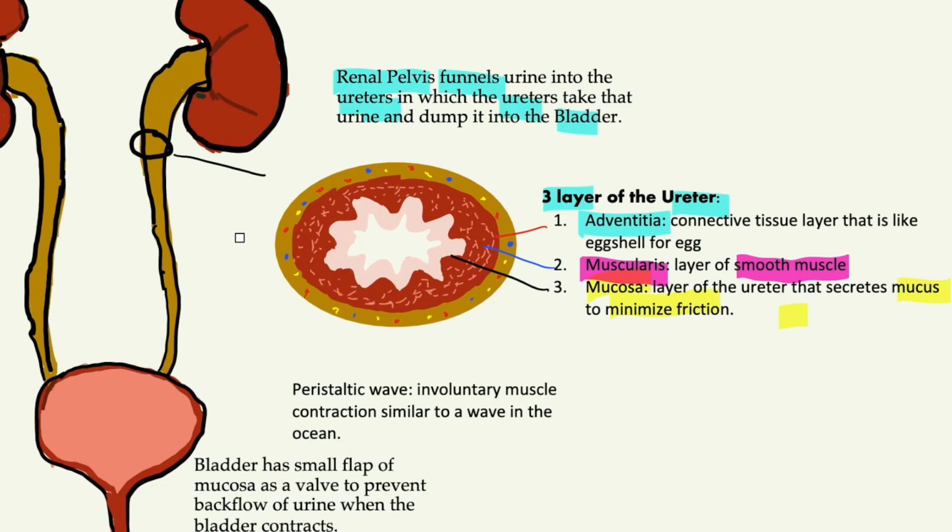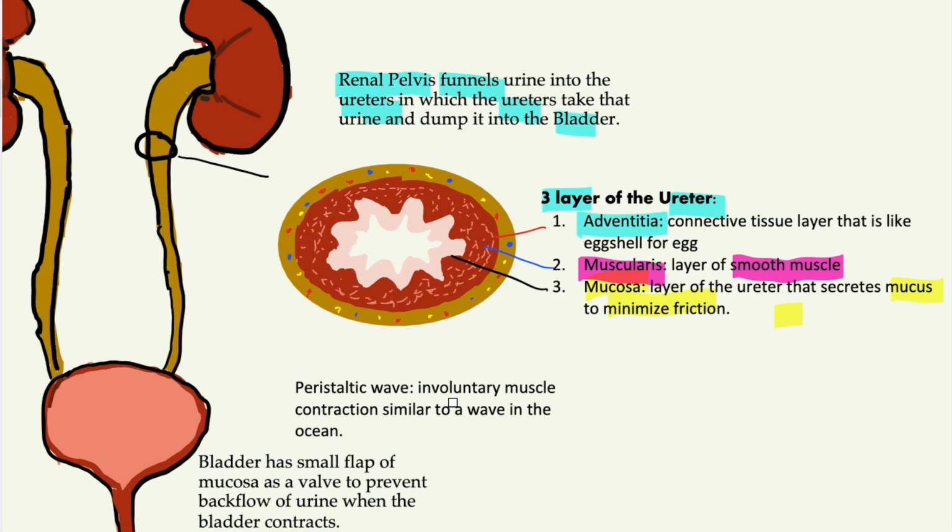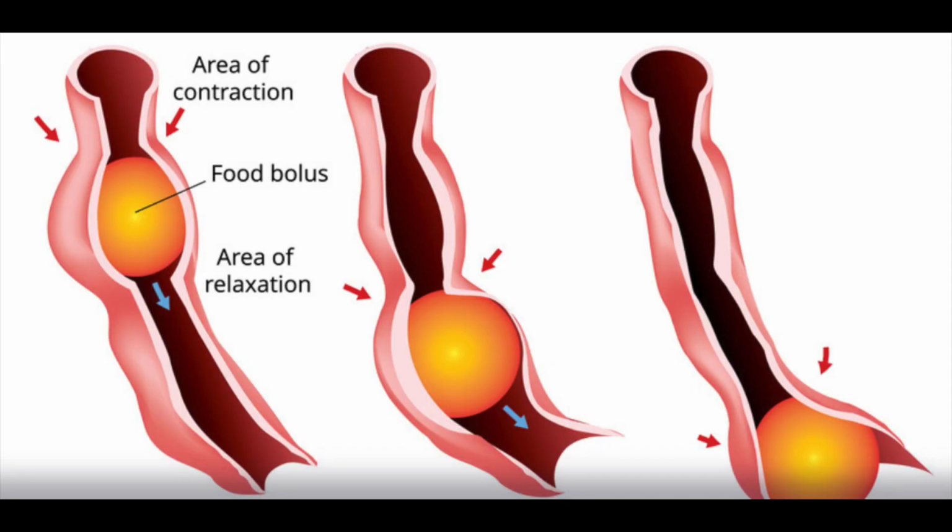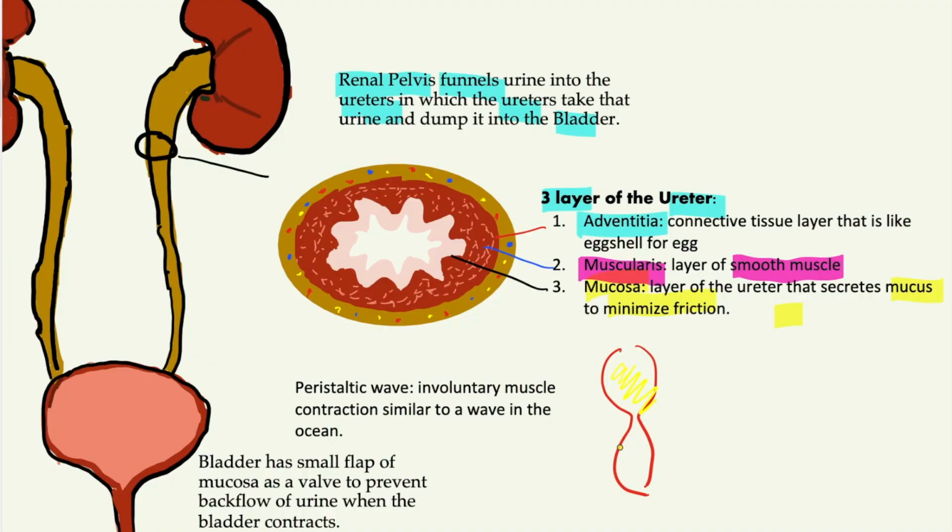Now let's talk about what happens when urine enters the ureters. When urine does enter the ureters, the muscularis contracts, releasing a peristaltic wave, which is an involuntary muscle contraction similar to the waves of the ocean. So it would kind of look like this, kind of milking the urine out through the ureters.